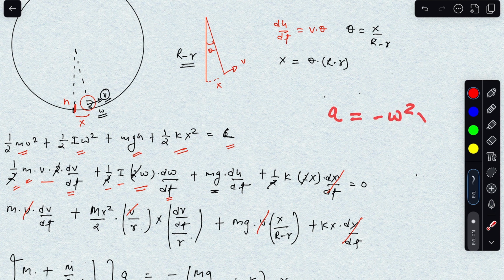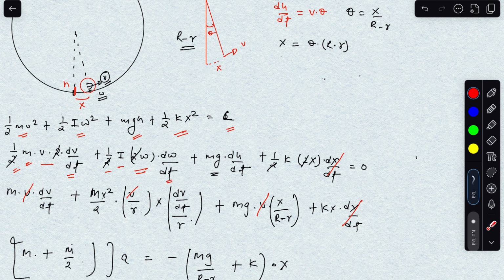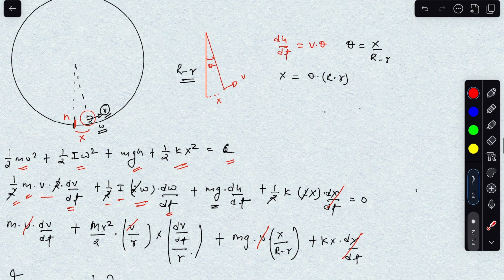Now from here we need to form an equation like a equals minus omega square x. For that, on one side I should have dv by dt, which is the acceleration, and on the other side the displacement x from the mean position. So I have m v dv by dt, and then the moment of inertia about the center of mass, which is m r square divided by 2. Because it is doing pure rolling, we have v equals omega r. So omega can be replaced by v divided by r, and d omega by dt is dv by dt divided by r.